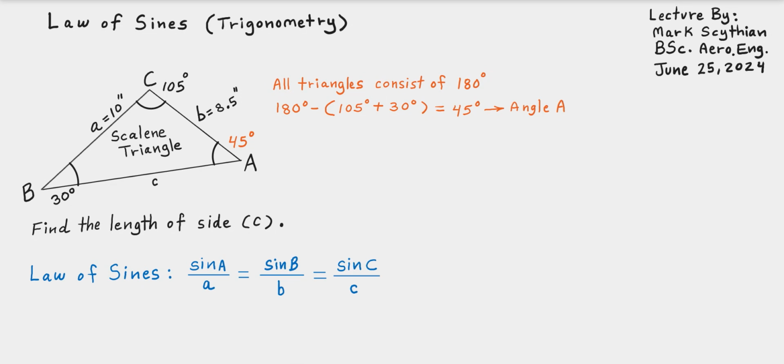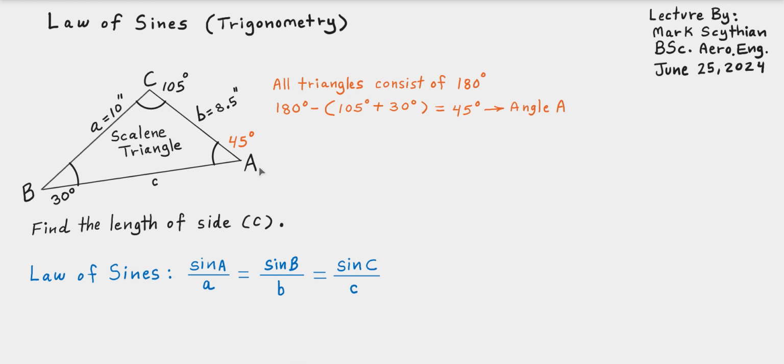So here we have the axiom or fact that all triangles, regardless if they are scalene, equilateral, isosceles, or right triangles, whatever type of triangle, all triangles consist of 180 degrees. So if we have two of three angles, initially we can quickly solve for the third angle. In this case, it's actually angle A, so 45 degrees.